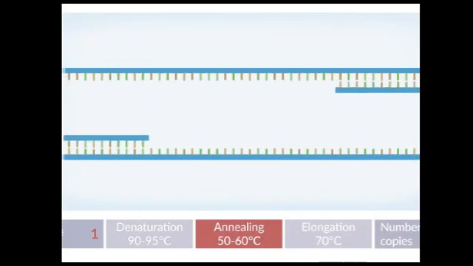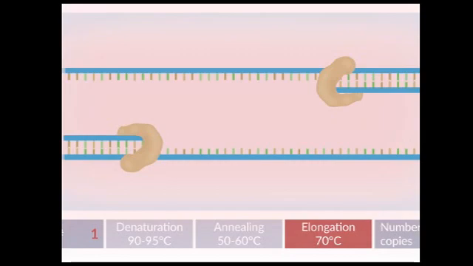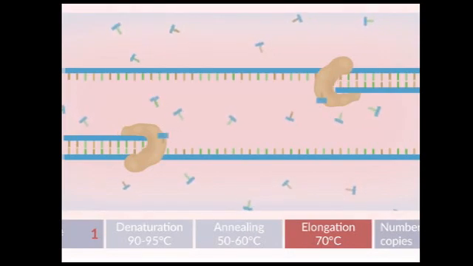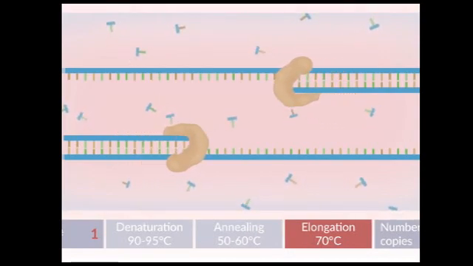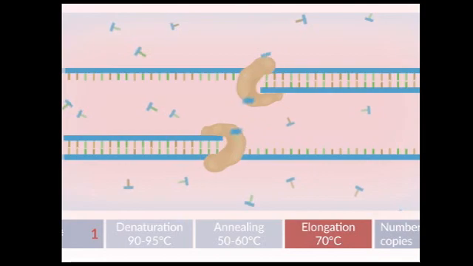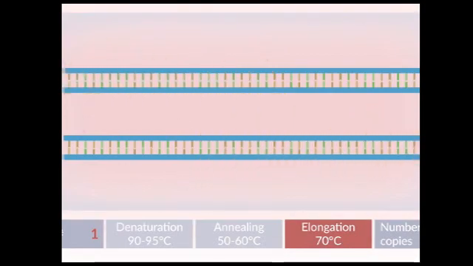The next step is annealing, in which the temperature is lowered to 54 to 60 degrees Celsius, during which the primers bind to their complementary sequences on the template DNA. The third step is elongation, in which the temperature is raised to 72 to 80 degrees Celsius. The bases are added to the 3' end of the primer by the Taq polymerase enzyme. This elongates the DNA in the 5' to 3' direction. The DNA polymerase adds about 1000 base pairs per minute under optimum conditions.